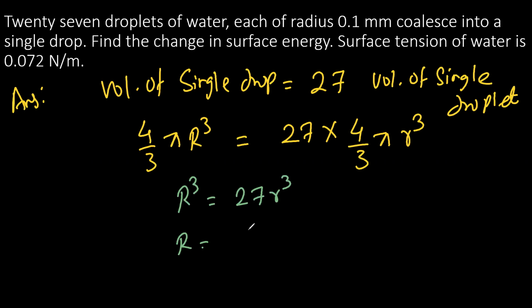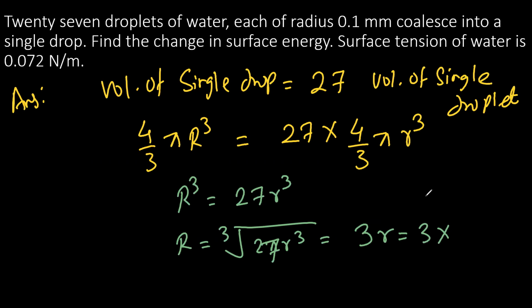So if I take a cube root, so क्या होगा? 27 r. So what is the answer? 27. This is 27. So 27 किसका आता है? The answer is 3 ना? 3. So it's a 3 r. So it's a 3 into, and what is the radius? It's a 10 raised to minus 4. So what is the radius of the bigger drop? That is the 3 into 10 raised to minus 4. Okay? So ये होता हो गया meter radius of the bigger one.